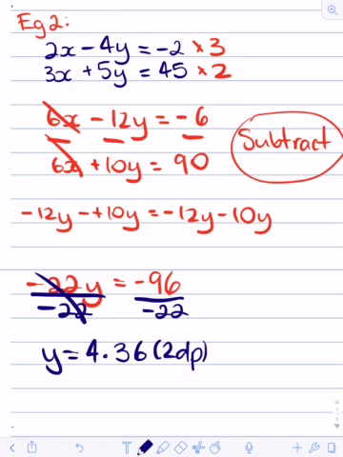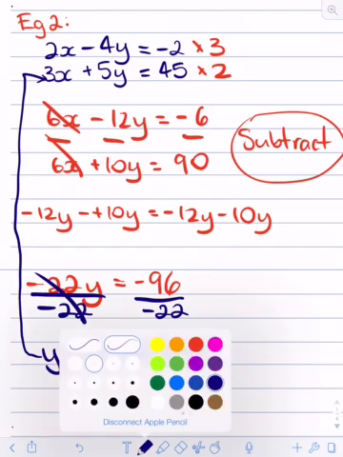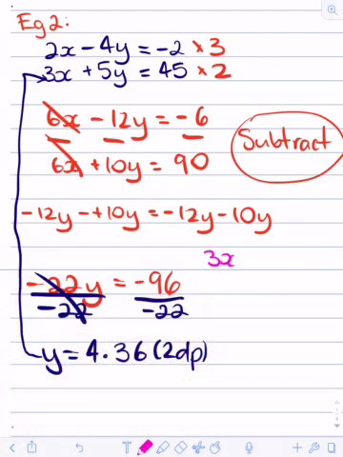Now that we know y, are we going to sub it into the first one or are we going to sub it into the second one? It doesn't really matter. I'm going to sub it back in to the second one because I don't have a negative there. So then I'm left with 3x. Let's use a different color so we can see the difference. 3x plus 5y equals 45. I'm left with 3x plus 5 times 4.36. You see here we substituted the y for whatever the y value is, equals 45.